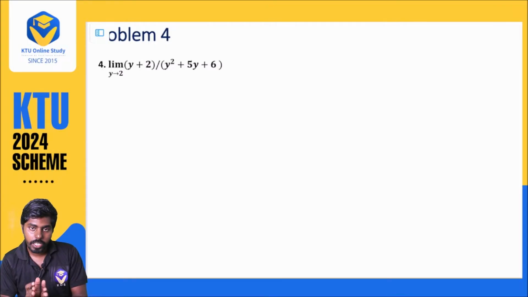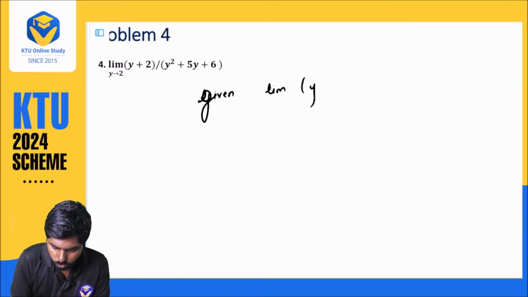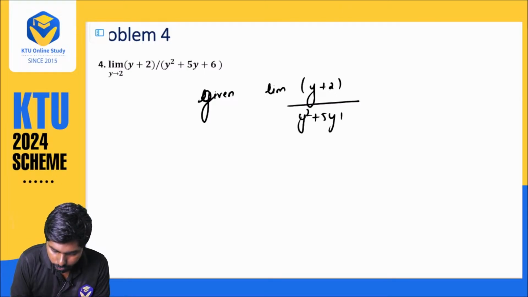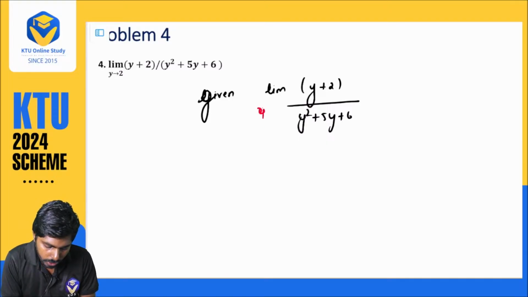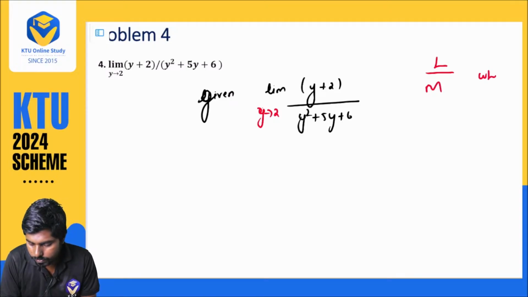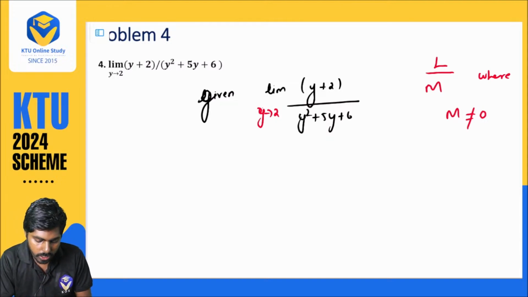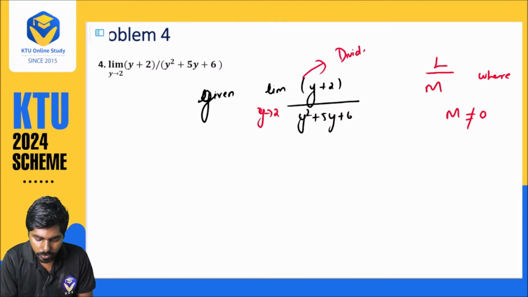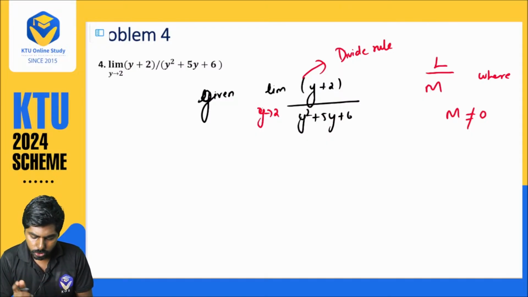See, be very careful. What is the thing they have given? Limit of (y plus 2) divided by (y square plus 5y plus 6). You should be very careful. What is the limit they have given? y approaches 2, and we know the thing L by m, where m is not equal to 0. This is a very important condition, because it is the division rule. Very important thing is m should not be equal to 0.